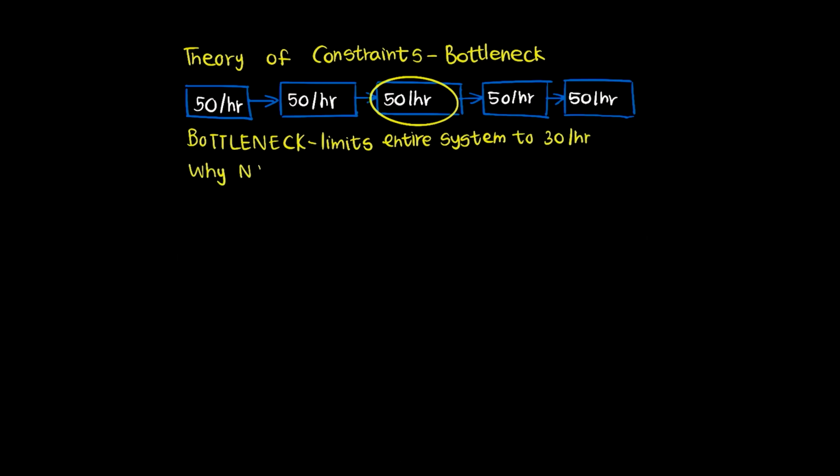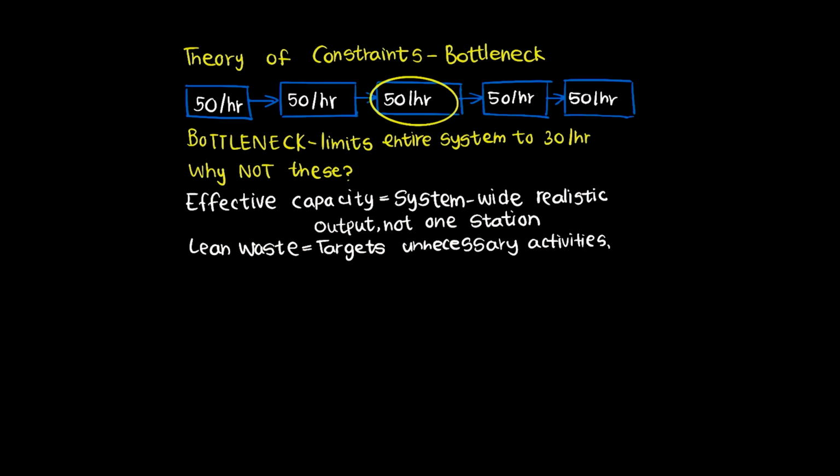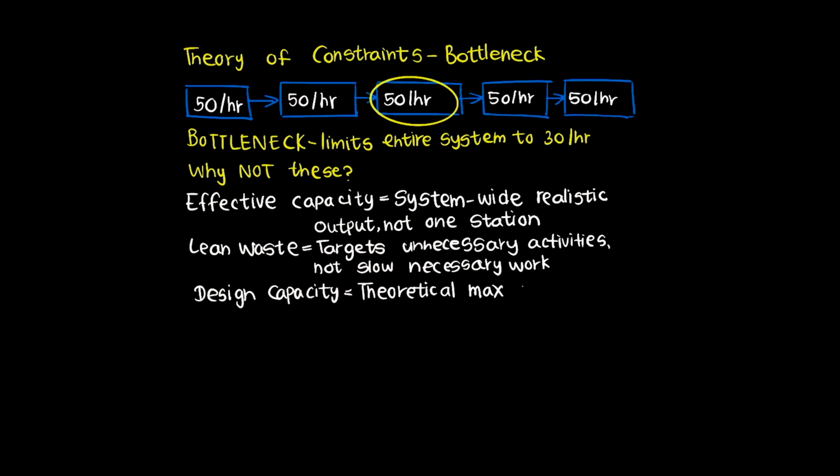Effective capacity refers to realistic output after accounting for downtime and breaks across the whole system. It does not pinpoint one specific station as the limiter. Lean waste identification looks for unnecessary activities everywhere. But the painting station is doing necessary work. It is just slower. Design capacity is the maximum theoretical output of the entire facility, not a concept that explains why one station drags down the whole line.